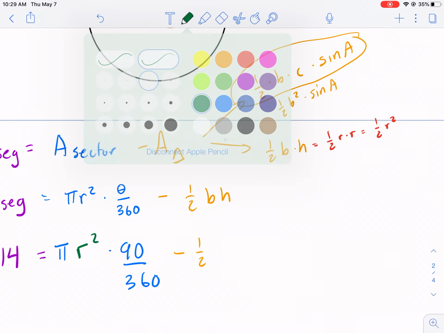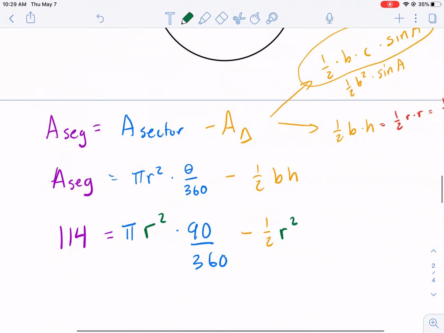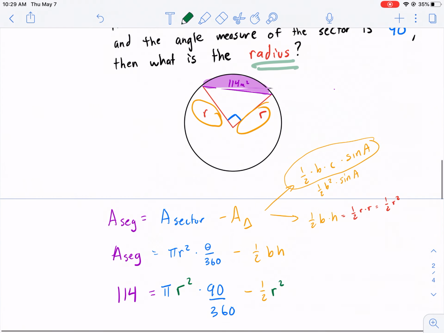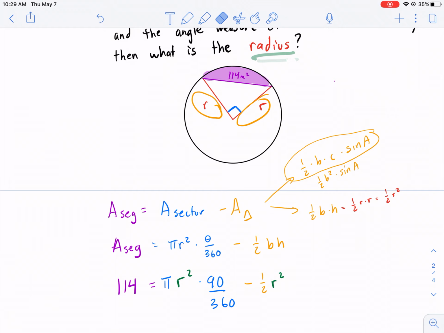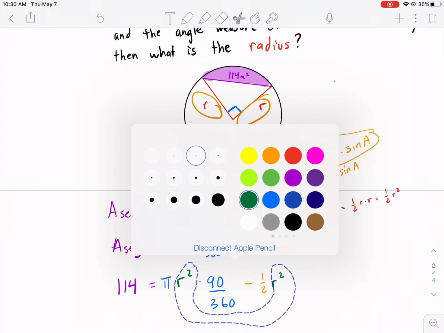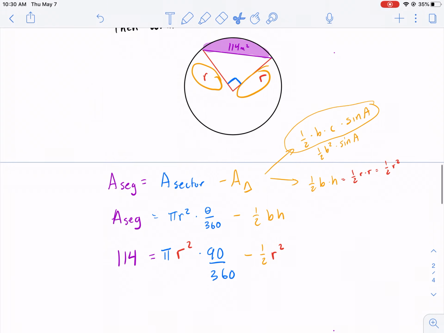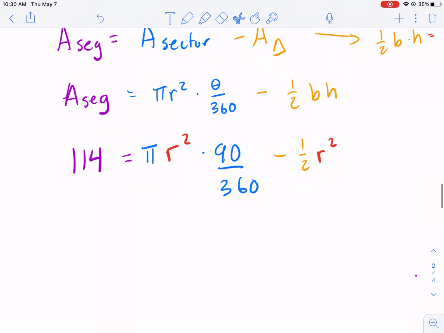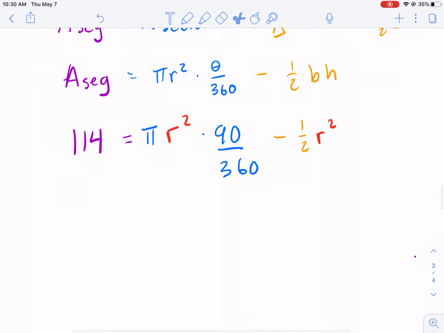So 1/2, and we're using green for r squared. You know what? I don't know why I chose green. Why don't I change it to red since it's already red in the problem? So I'm going to change this to red. Sorry for giving you the expectation or the hope that it's going to be green, but I'm changing it back to red. Okay. Now we're ready to simplify.